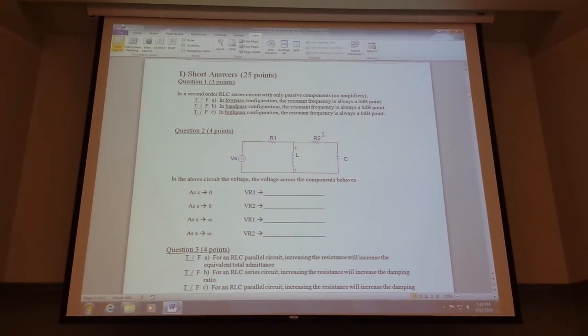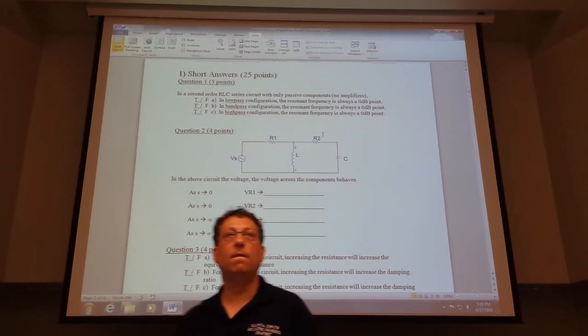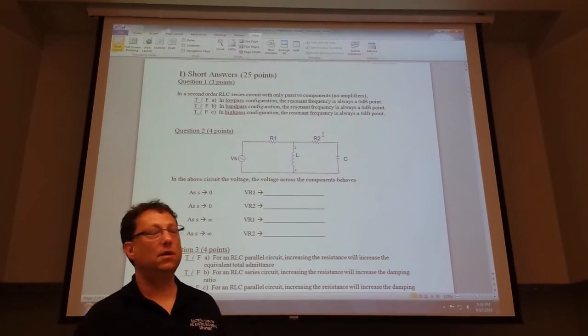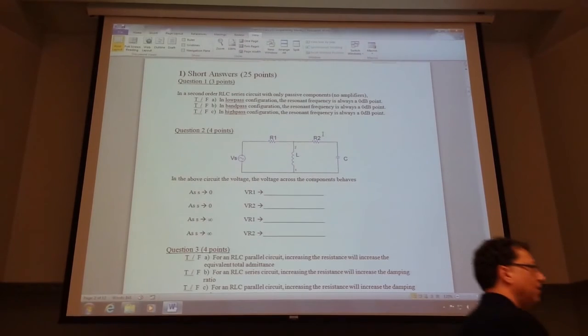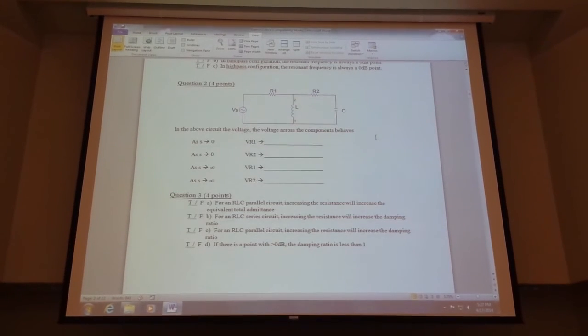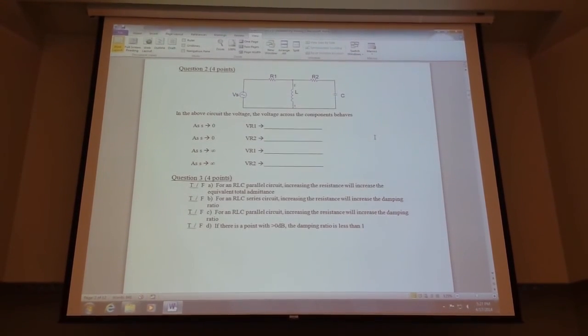We just said that. What about as S goes to infinity? What's the voltage across R1? Why? Capacitor shorts, the inductor opens, and as was said, you get a voltage divider. In R2, the other voltage divider, R2 over R1 plus R2. Everyone agree? Anyone not sure? It is a frequently missed question.